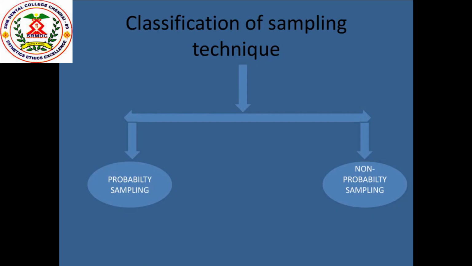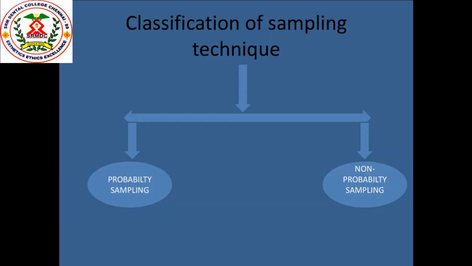Types of sampling technique. As Sir told, there are two types of sampling, broadly classified into probability sampling and non-probability sampling. In probability sampling, every one will be a representative of the whole population, and each representative will have an equal chance of getting selected into your final sample. Whereas in non-probability sampling, no equal chance is given to each representative to be selected as a final sample. That is the main difference between probability and non-probability sampling.